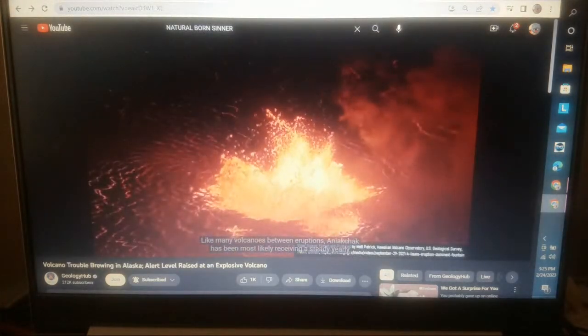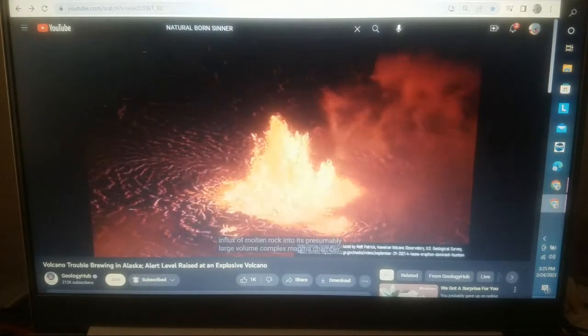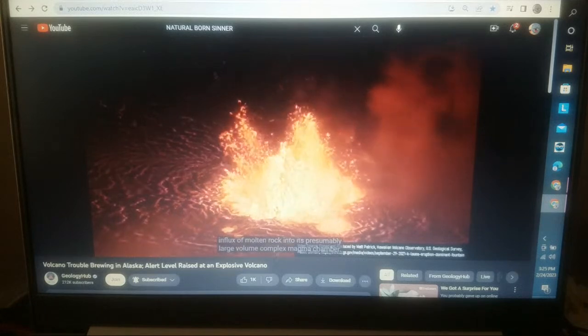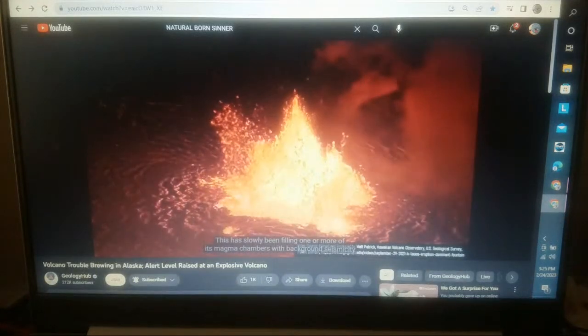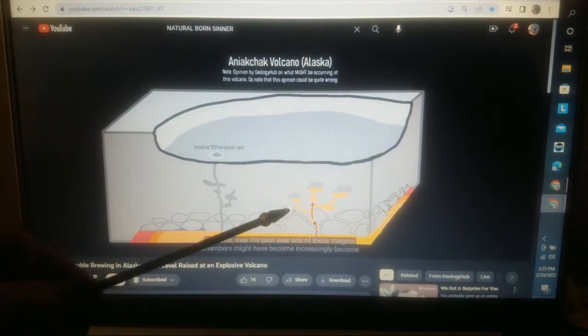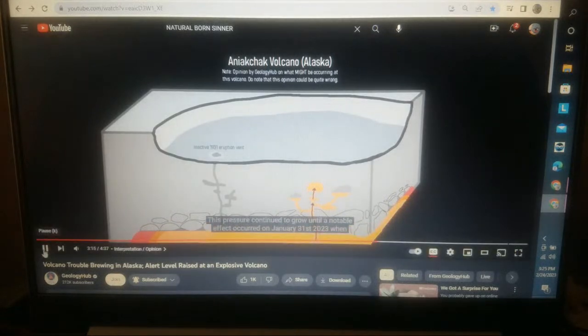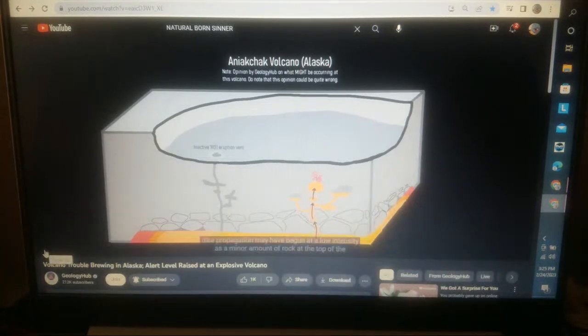Like many volcanoes between eruptions, Aniakchak has been most likely receiving a steady influx of molten rock into its presumably large volume complex magma chamber. This has slowly been refilling one or more of its magma chambers with background seismicity occurring due to the influx of material. However, over the past year, one of these magma chambers might have become increasingly close to full and higher pressurized. This pressure continued to grow until a notable effect occurred on January 31st, 2023, when dike propagation may have begun at a low intensity as a minor amount of rock at the top of the magma chamber fractured and small amounts of molten rock intruded into it, creating the recent earthquake swarms.